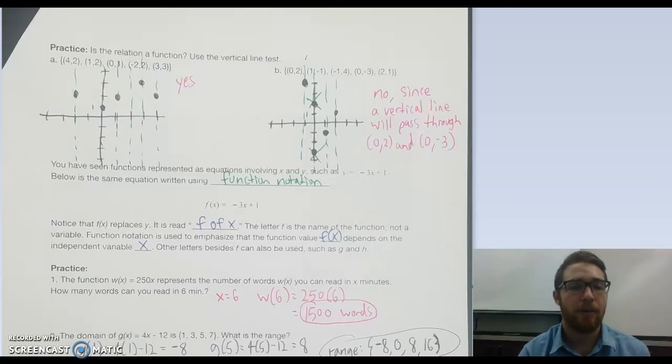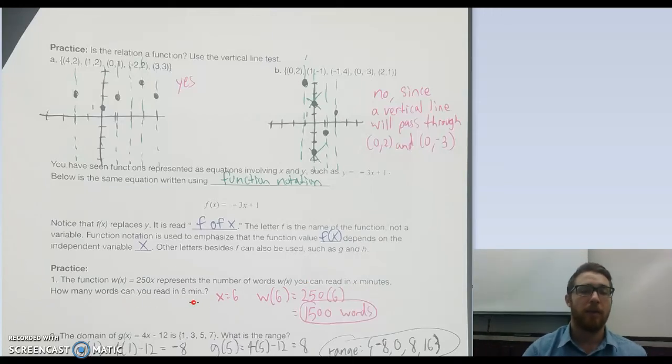In our couple of examples, we can see the first function, w of x. We read that as w of x equals 250x, which represents the number of words w of x we can read in x minutes. So how many words can you read in 6 minutes just becomes plugging in that value.